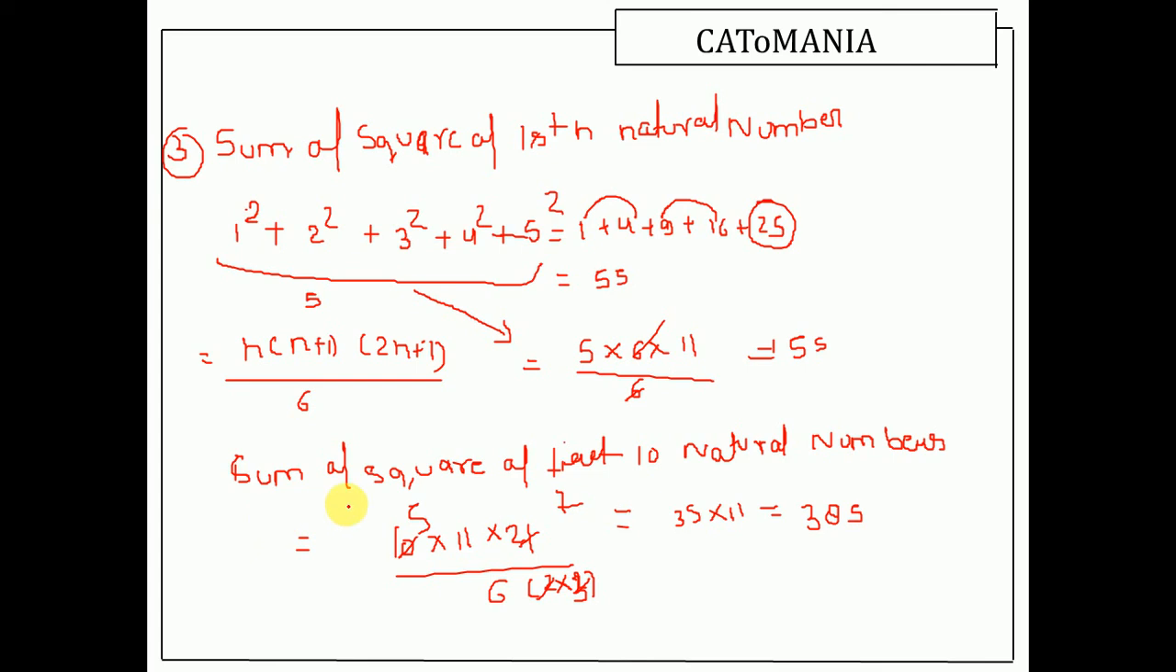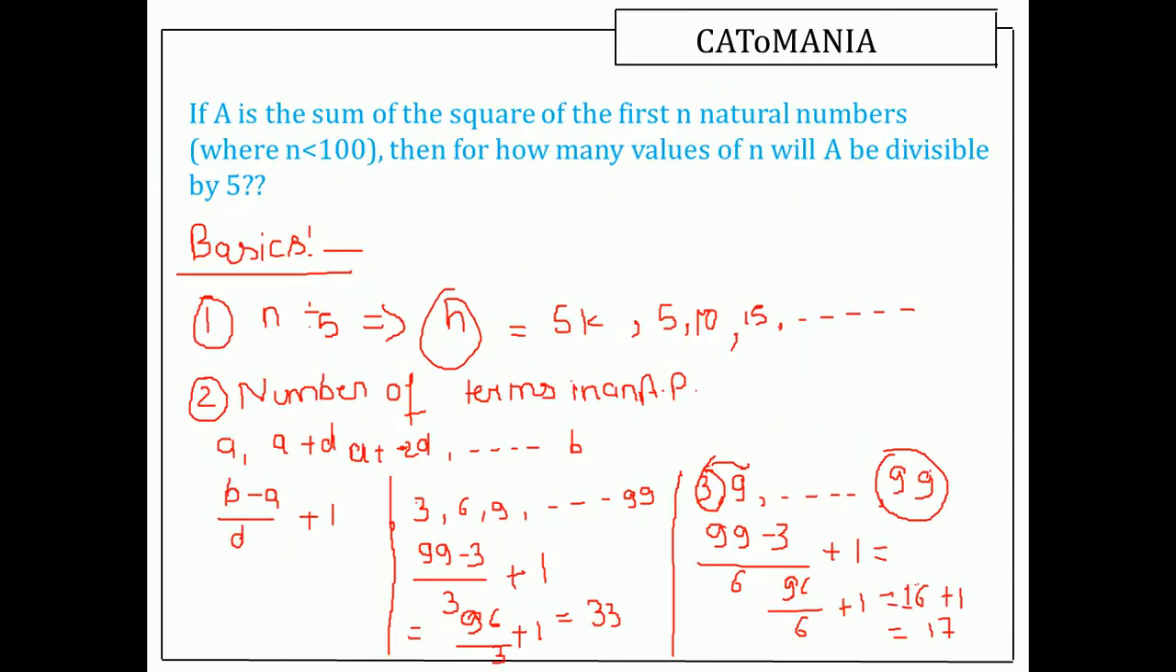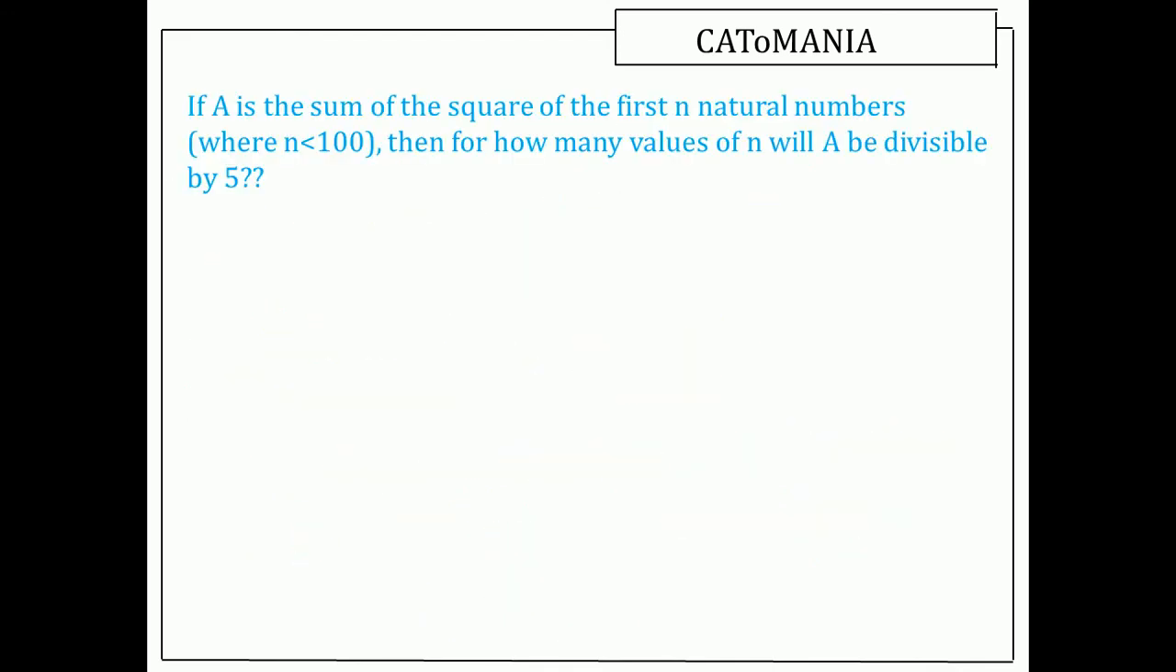So we are done. If we have to find the sum of squares of the first n natural numbers, what we will write directly is n into n plus 1 into 2n plus 1 divided by 6. And we have two other basics. First one is what we can say about n if it is divisible by 5, and the second one is the number of terms in an AP. Okay, let's move on to our question.